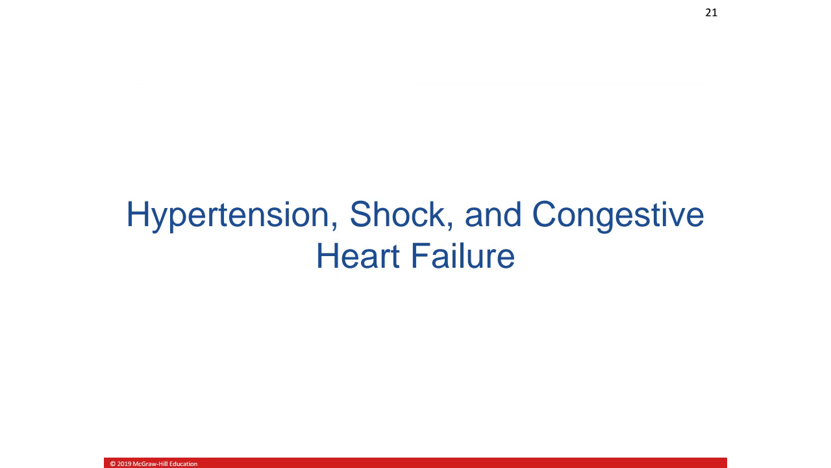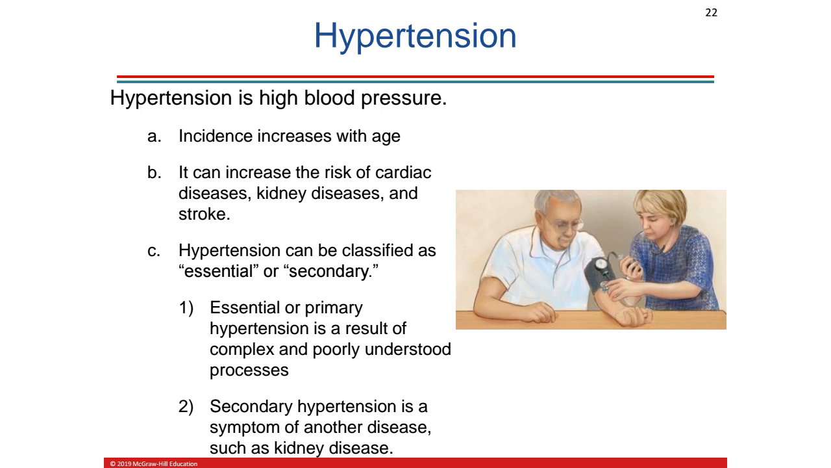We're next going to apply some of the things we learned about normal cardiac function to various disease states, including hypertension, shock, and congestive heart failure. Hypertension is high blood pressure. It's defined as having a systolic pressure of 140 millimeters or greater, or a diastolic pressure of 90 millimeters or greater. The incidence of hypertension increases with age. It can increase the risk of cardiac diseases, kidney diseases, and stroke.